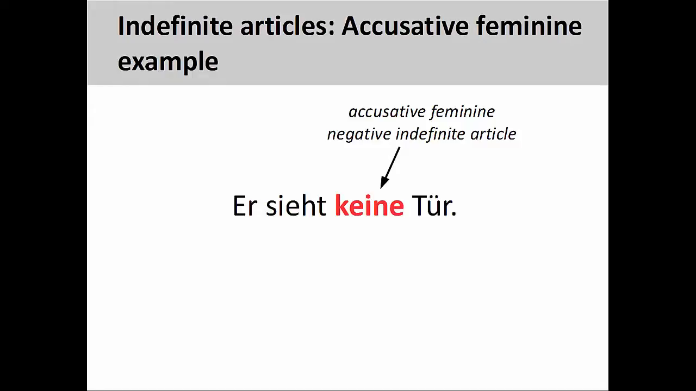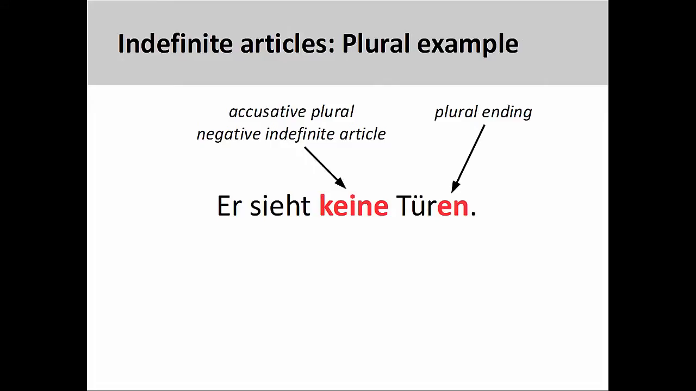In this sentence, sieht keine Tür, he sees no door, or he doesn't see a door, the noun does not have a plural ending, but it does receive the action of the verb. In this case, keine would be accusative feminine. However, the noun in this sentence does have a plural ending, which means that keine would be accusative plural. He sees no doors, or he doesn't see any doors.